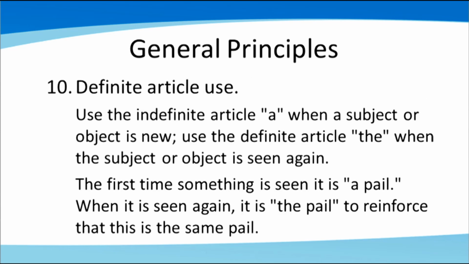General principle number 10, definite articles. This is a useful trade, and all the description I've experienced sticks pretty closely to this. You use a when you first encounter something. We see a pail, and then when you see it again, the pail. This helps, without a lot of explanation, the listener understand that we're looking at the same pail we saw before, not a different one. So a when you first see something, and the when you see that same thing again.